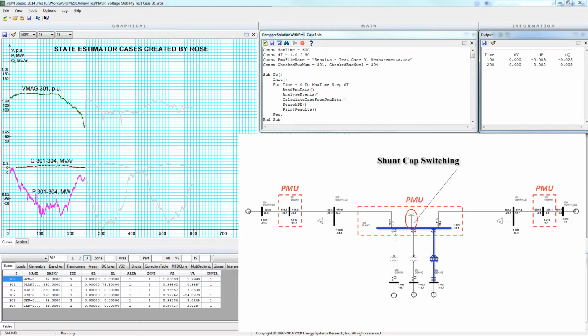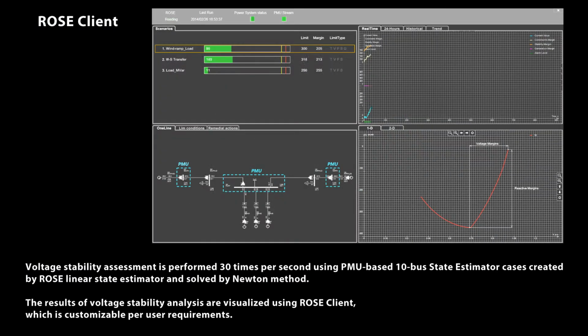At about 245 seconds, we observe voltage at bus 301 dropping below 0.97 per unit for 3 seconds, which results in shunt capacitor switching. Voltage stability assessment is performed 30 times per second using PMU-based 10-bus state estimator cases created by Rowe's linear state estimator and solved by the Newton method. Operator display shows real-time visualization of power system conditions.